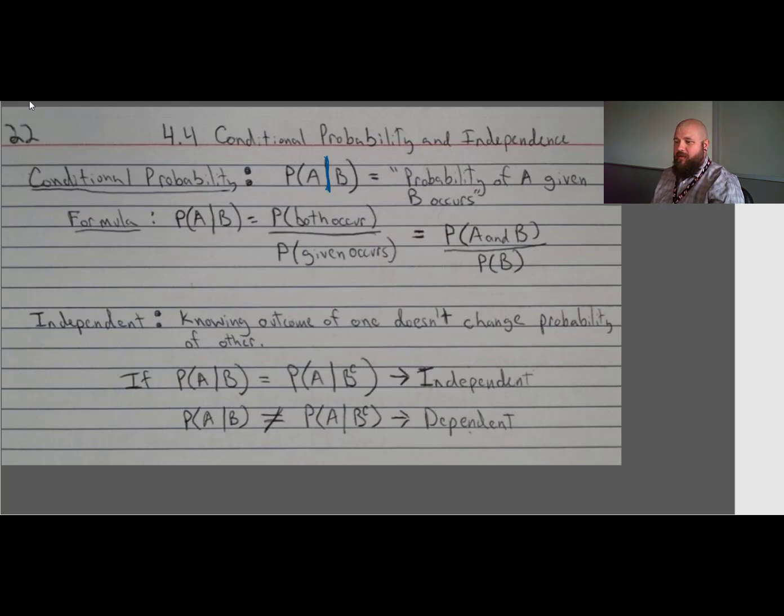So the formula for probability of A given B occurs is equal to the probability of both occurring on top, so the probability in this case of A and B occurring, divided by the probability of the given occurs. So in this case, the probability of B. So again, as I just said, the probability of A and B divided by the probability of B.